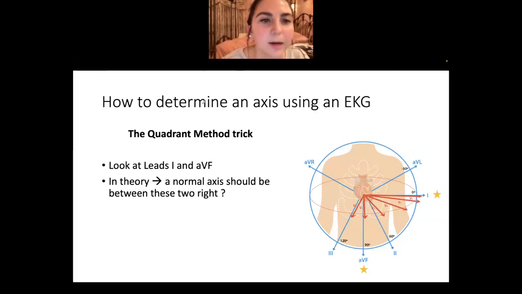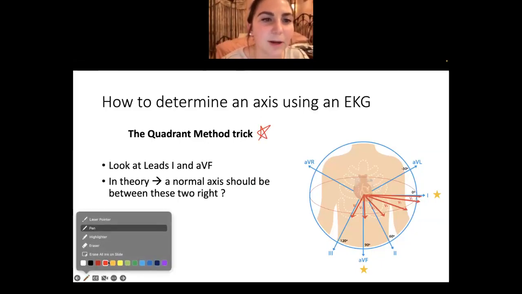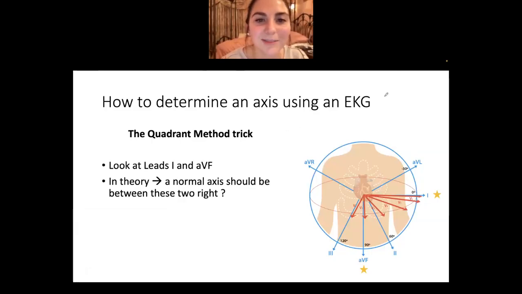All right, here is my method. I don't know if anyone has ever taught you the quadrant method trick? Oh, you're in for a treat. I'm so excited. We're going to teach you how to determine axis deviations just using the EKG. All you have to do is look at lead 1 and lead AVF. Because if you think about it, it should be around 60 degrees. The axis should follow lead 2 perfectly.